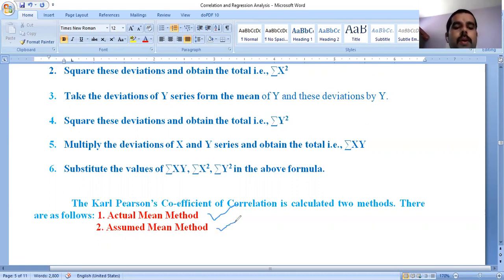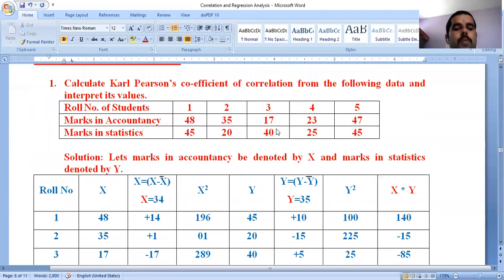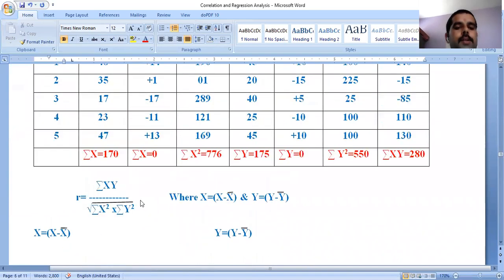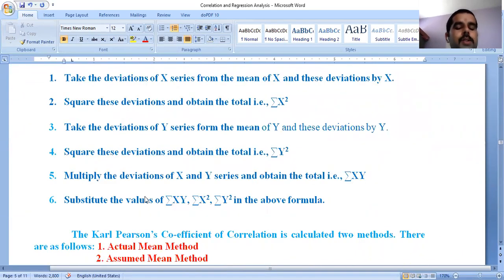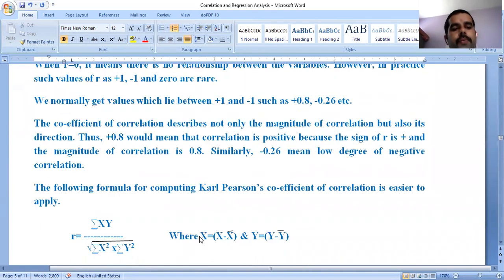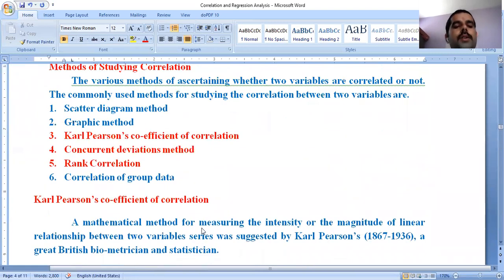I will show one small problem, and in this problem you will get good clarity. At what time we have to apply this formula and in what situation we have to apply the assumed mean method is important, so we will discuss it while working through this problem. These two methods of the Karl Pearson coefficient of correlation are the methods of studying correlation. We will discuss this topic.